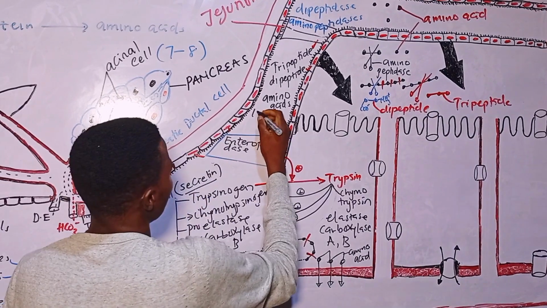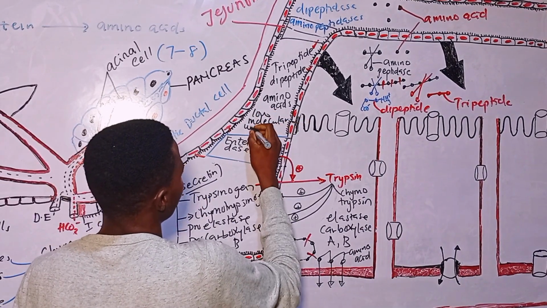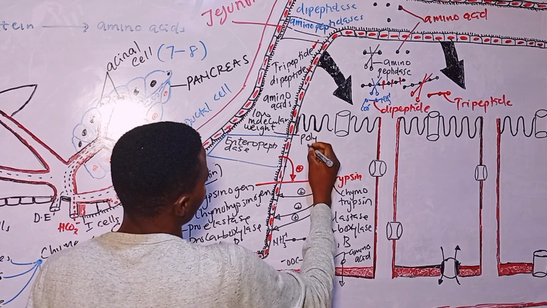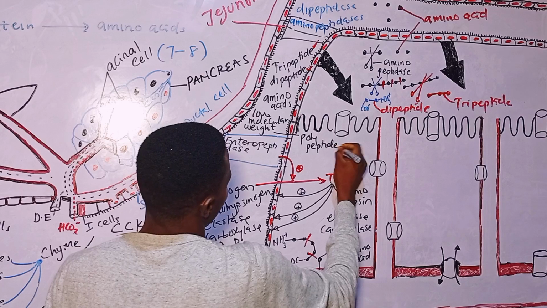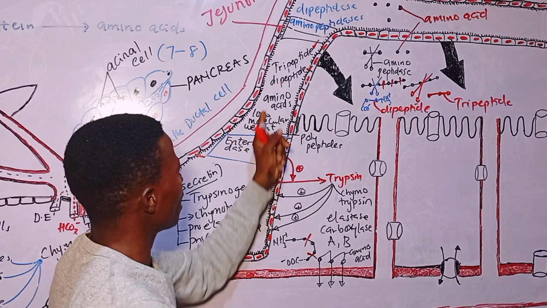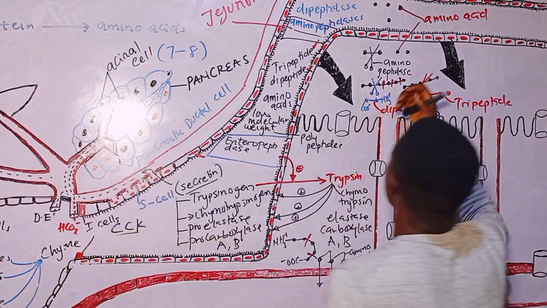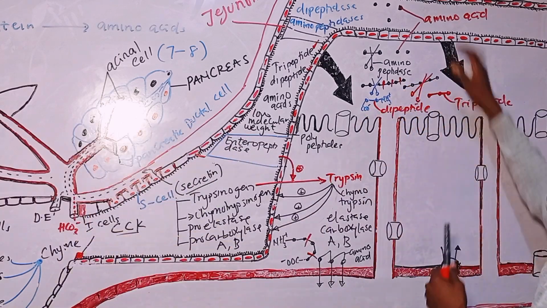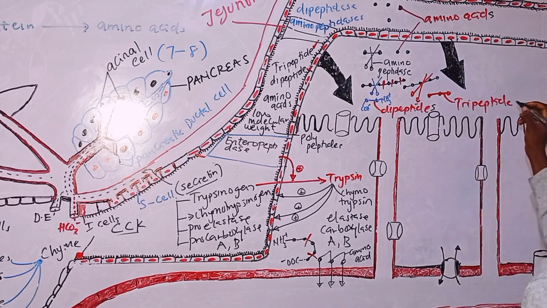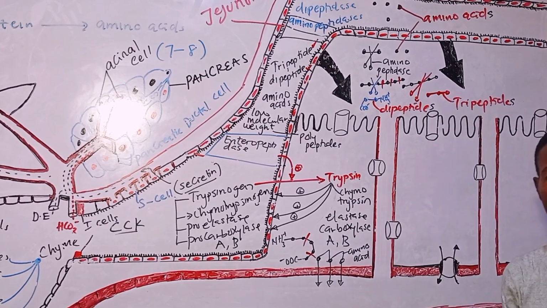Let me just include this: low molecular weight polypeptide. So these particular enzymes are going to act on them, converting them to amino acids. We're going to have amino acids, dipeptides, and tripeptides. That's basically the end product of protein digestion.